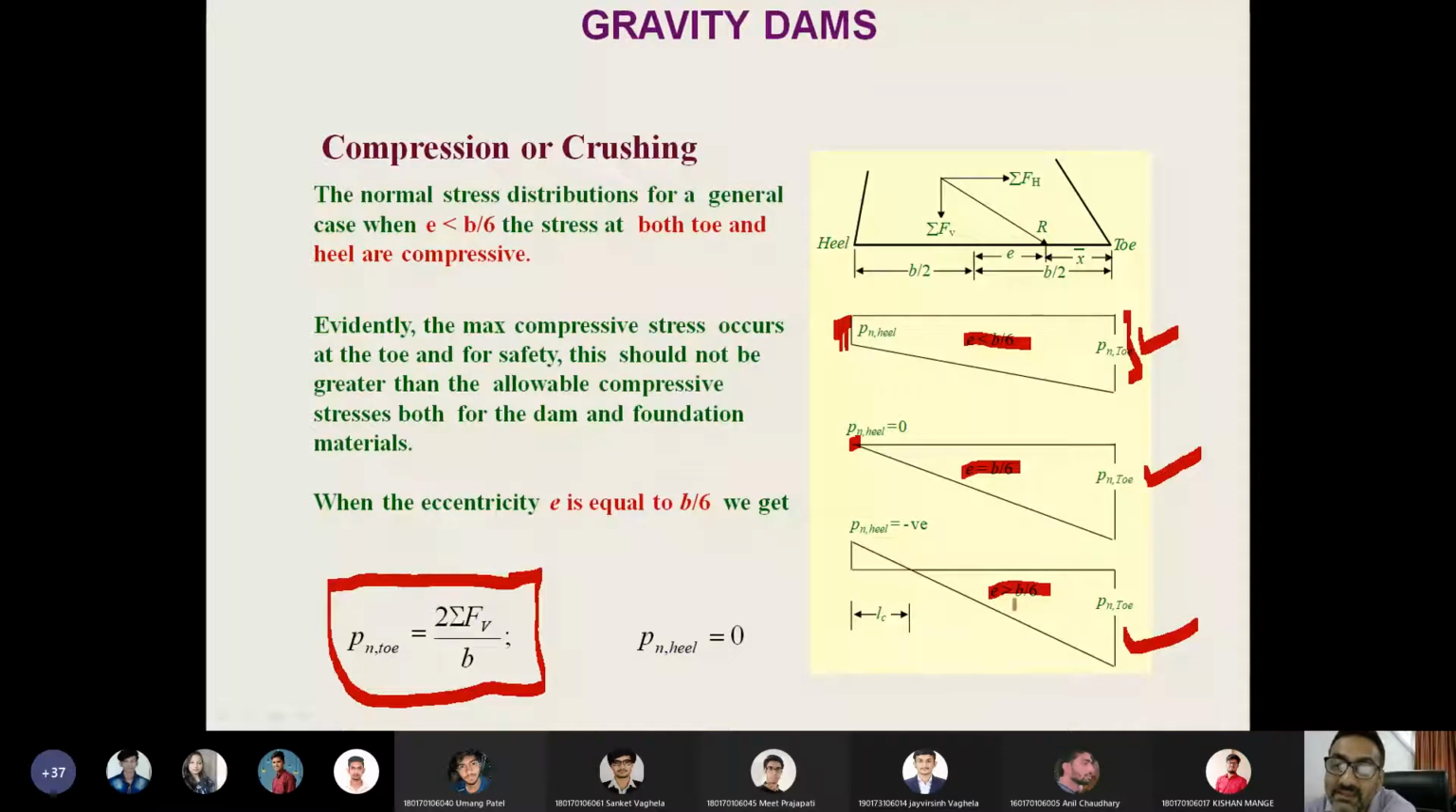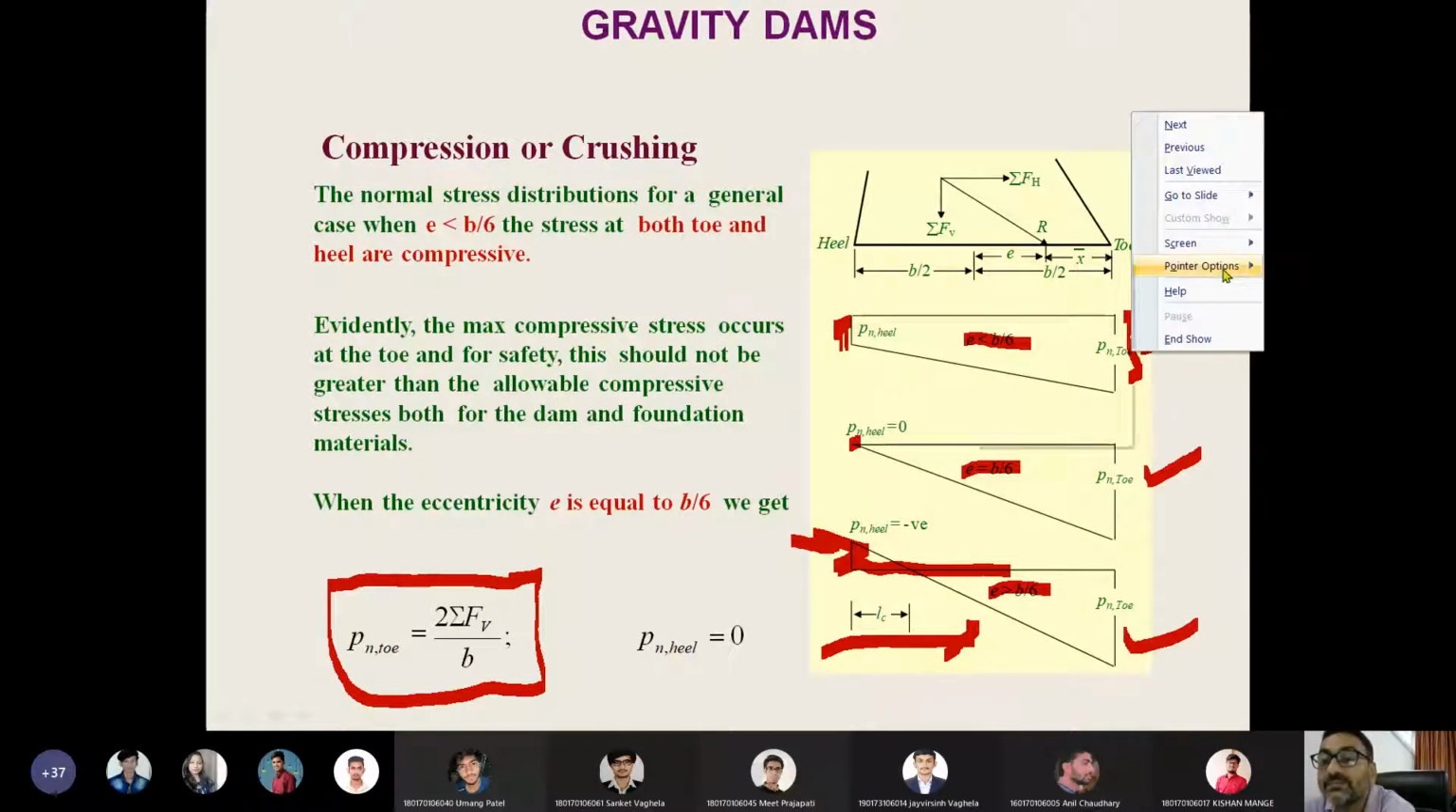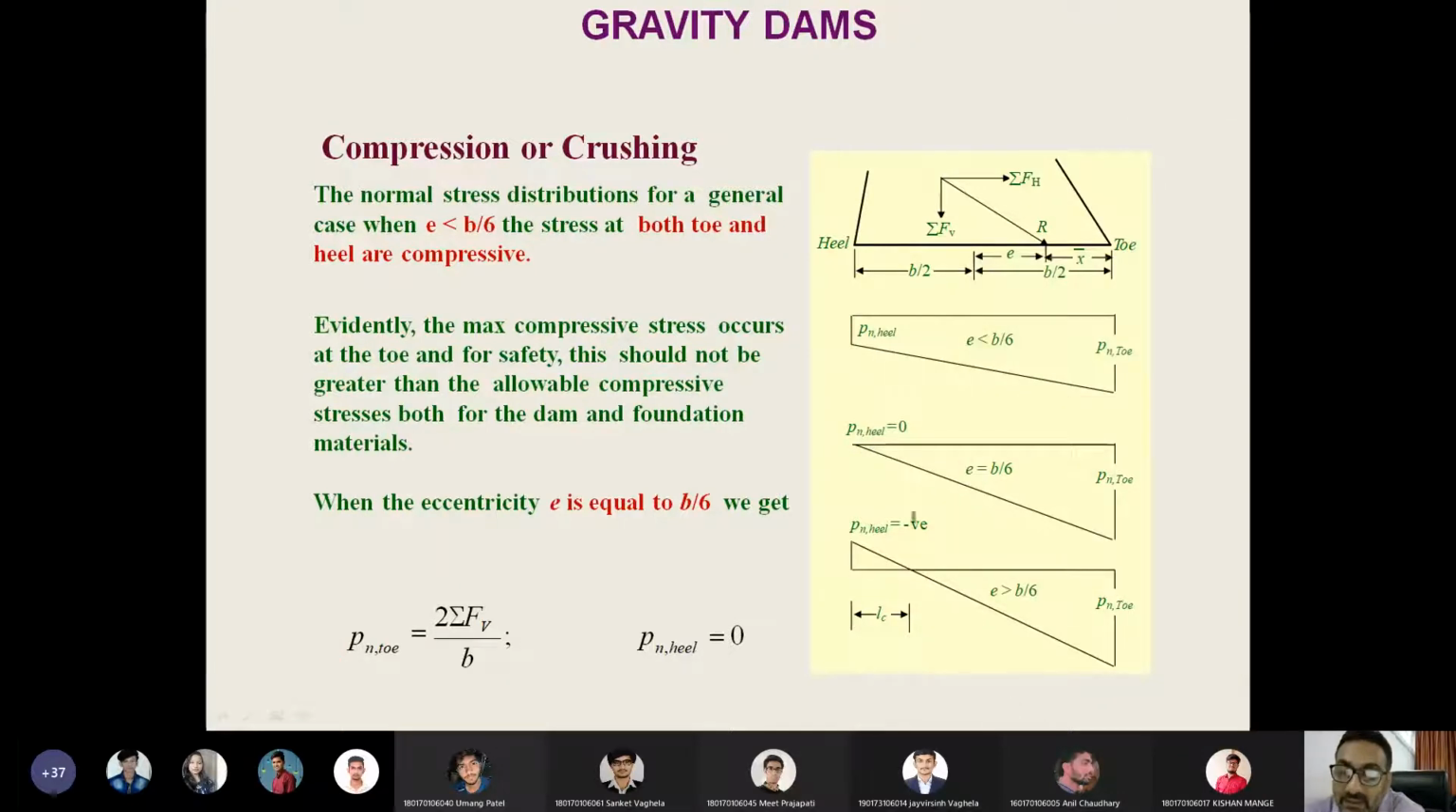And when e is greater than B by 6, then it crosses the baseline, this reference line, and goes up into the tensile zone. This is the tensile zone, this is the compression zone. So this becomes tensile and negative stresses would generate. Up to the point where there are tensile stresses, these negative stresses, a crack of length LC would generate. This is the length of the crack, and here we are getting the compression.